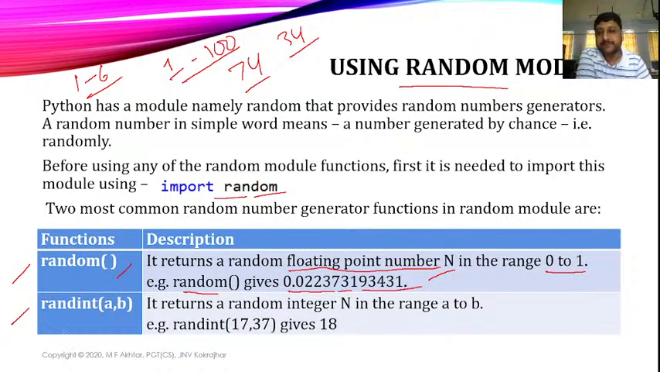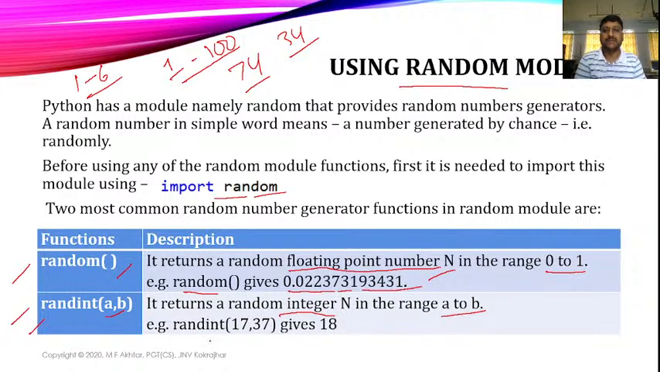The second function is the randint function. It requires two values, a and b, meaning a number range. This function will generate an integer number, which means a number without decimal places, within whatever range we give from a to b.